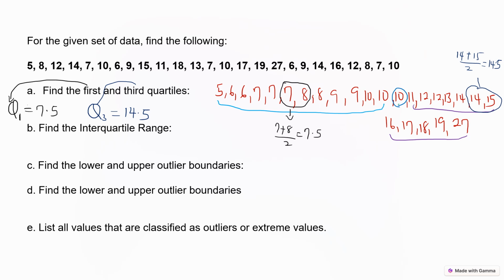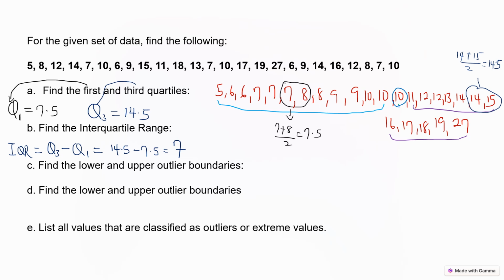And the next question is the interquartile range. The interquartile range is represented as IQR, and the formula is Q3 minus Q1, which is the same thing as 14.5 minus 7.5. And that gives 7.